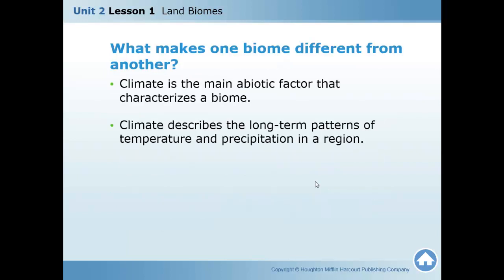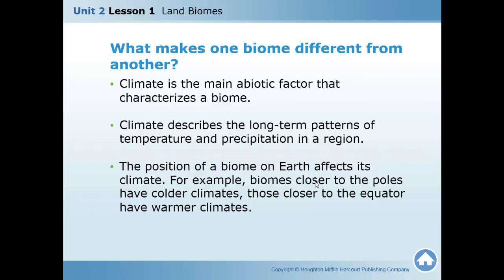Climate is the main abiotic factor that characterizes a biome. Climate describes the long-term pattern of temperature and precipitation in a region. The position of the biome on Earth affects its climate. For example, biomes closer to the poles have colder climates, while those closest to the equator have warmer climates.